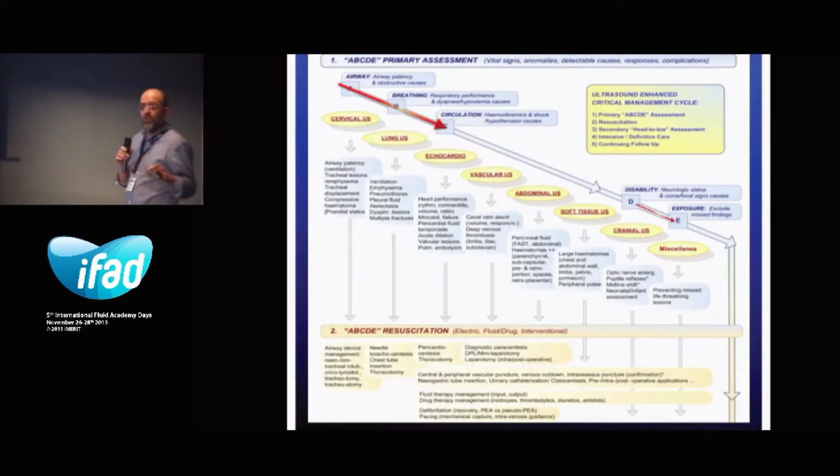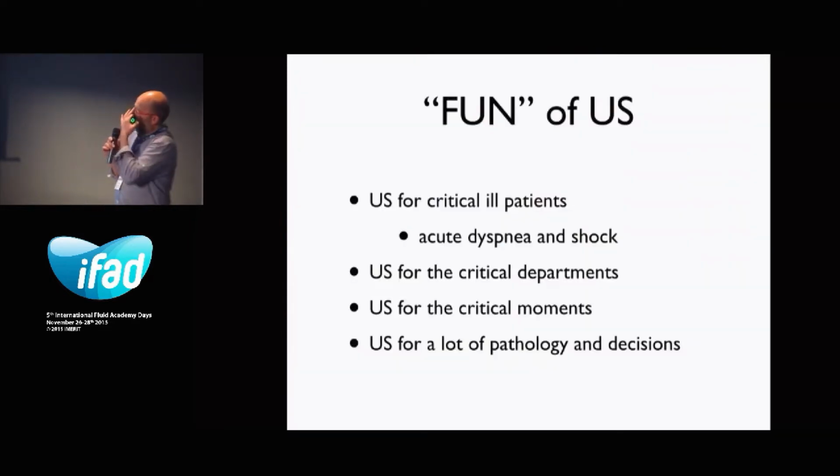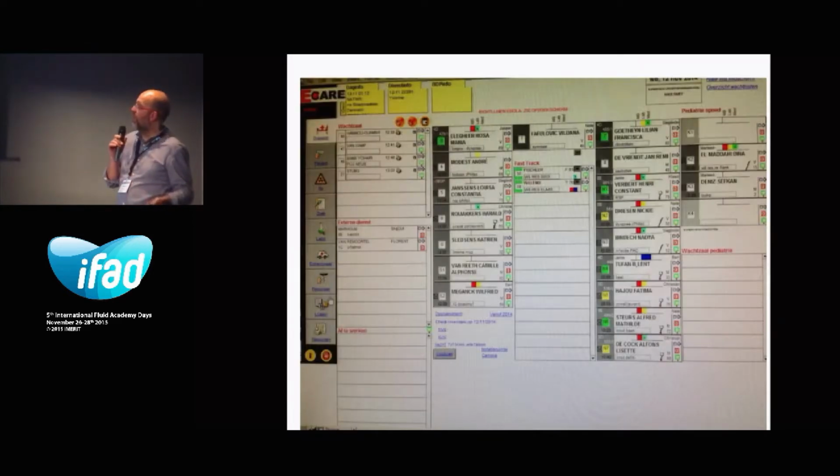You can use ultrasound in the ABCDE assessment of every critical patient. You can look at all parts. You can do ultrasound: cranial, soft tissue, abdominal, vascular, even of the eyes. You can do ultrasound to see if there's intracranial hypertension. What's fun for me is critically ill patients, acute dyspnea and shock in critical departments at critical moments, and a lot of pathology and decision making.